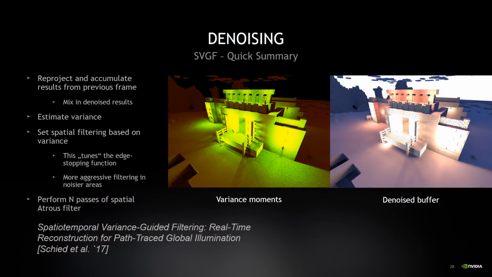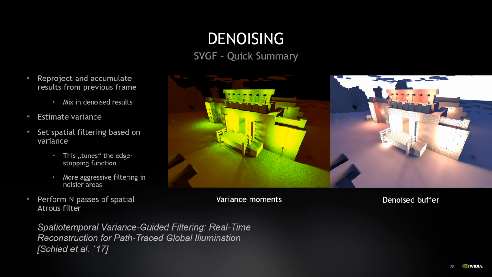And in the next part of the talk, I will be covering our denoising techniques. As was mentioned in the first part, we have 3 different denoisers, one for diffuse, one for specular, and one for sun shadows. Here we describe all 3. But before we start, let's take a quick look at the SVGF denoiser. Our diffuse and specular denoisers are based on it, so I will now quickly summarize how it works.